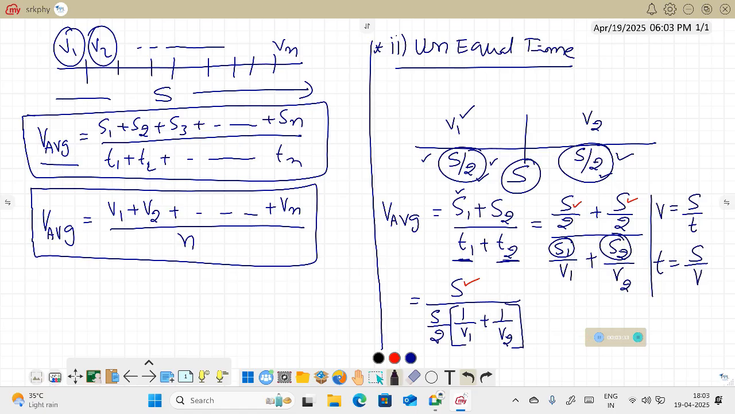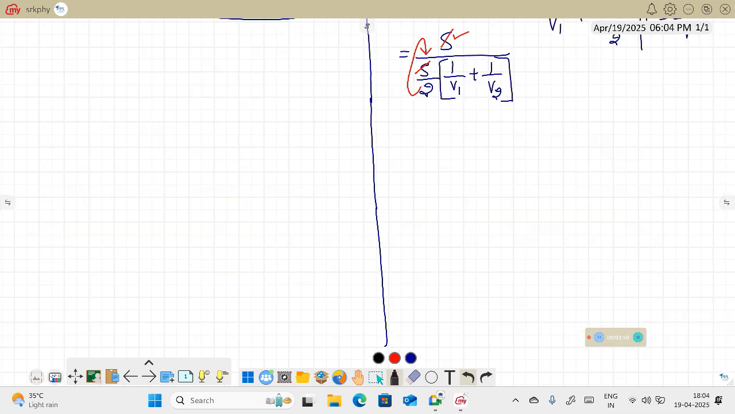Now what can I cancel here? I can cancel this S and S. Then the 2 goes to the denominator, according to mathematics: the denominator of the denominator always becomes the numerator. Next, in this case, the average speed is equal to, now I can write, 2 goes to the numerator, and the denominator becomes 1 by V1 plus 1 by V2.